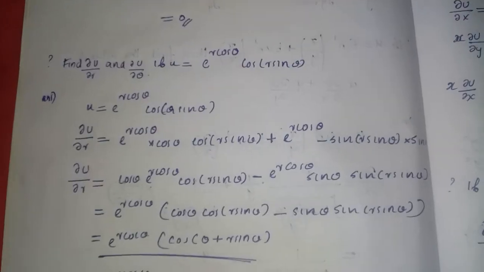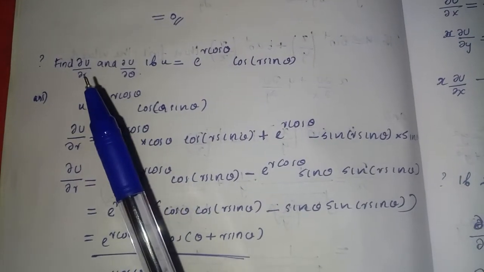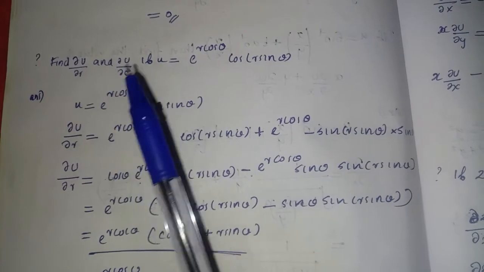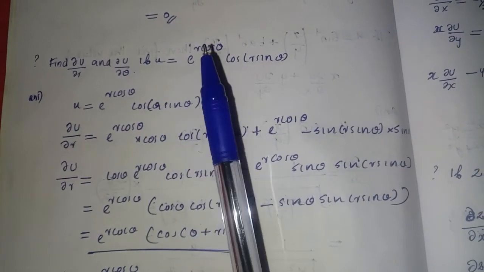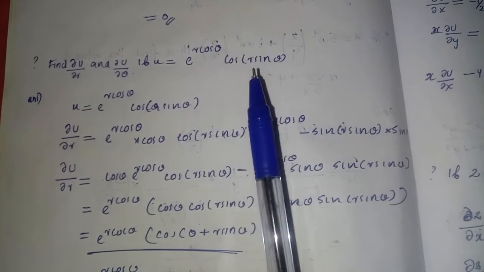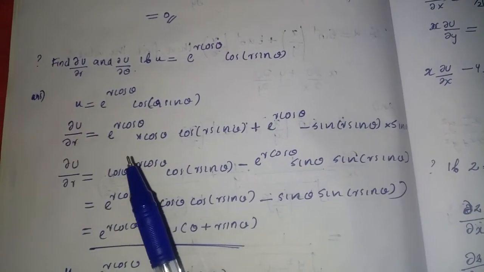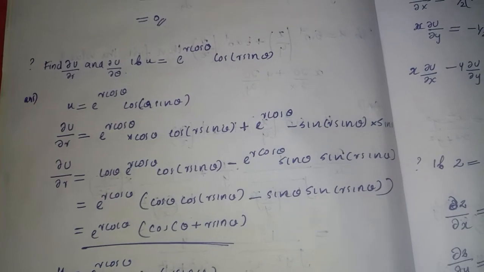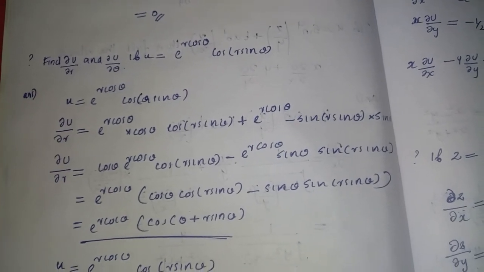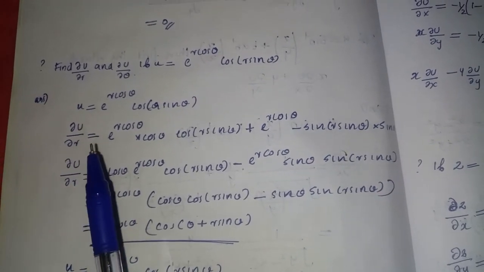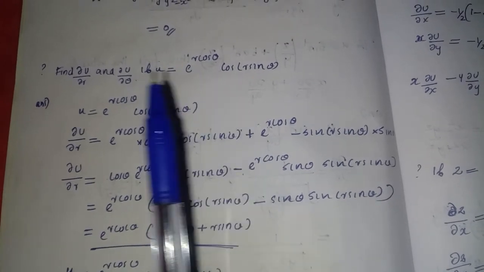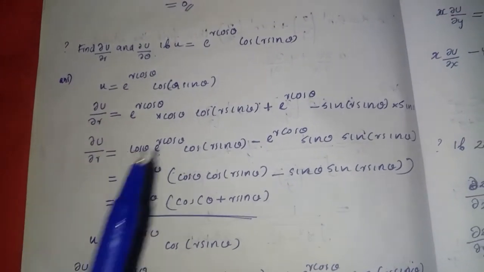Okay, next we have another question: find ∂u/∂r and ∂u/∂θ if u is equal to e raised to r cos θ times cos of r sin θ. Here we know that u is a function of r and θ, but we have to consider the partial derivative of the function with respect to r and θ. So with respect to r, we have to consider θ as a constant. With respect to θ, we have to consider r as constant.